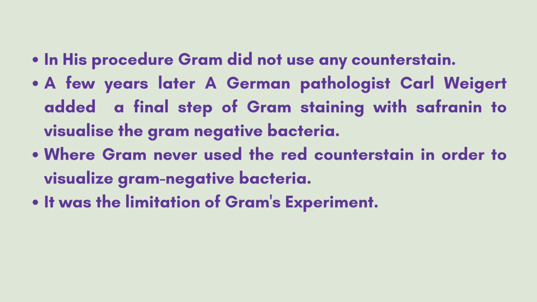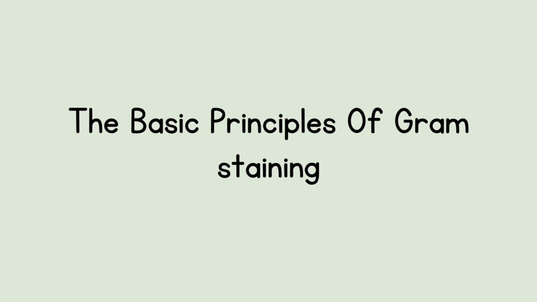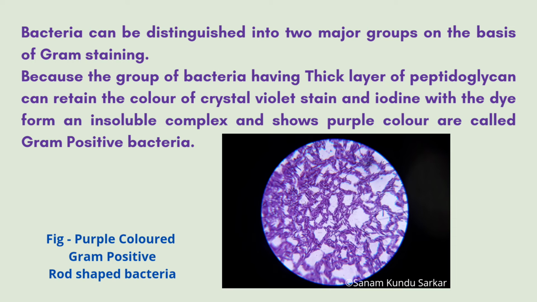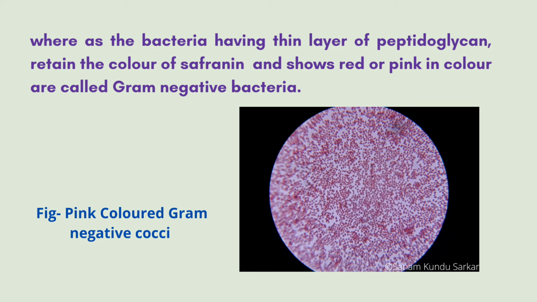The basic principle of gram staining. Bacteria can be distinguished into two major groups on the basis of gram staining because the group of bacteria having a thick layer of peptidoglycan can retain the color of crystal violet stain, and iodine with the dye forms an insoluble complex and shows purple color; these are called gram positive bacteria. While some other bacteria having a thin layer of peptidoglycan retain the color of safranin and show red or pink color; these are called gram negative bacteria.